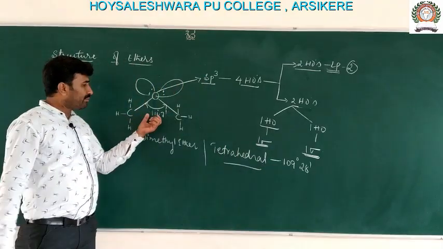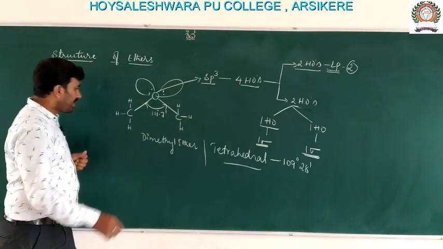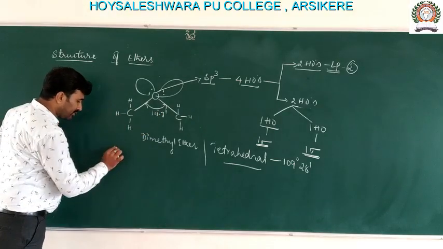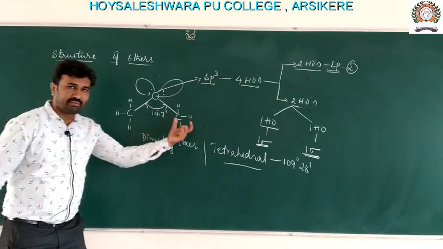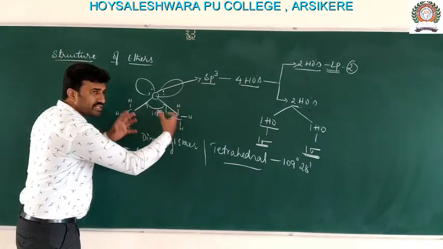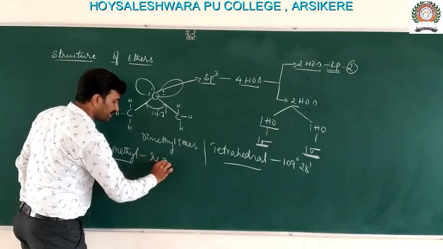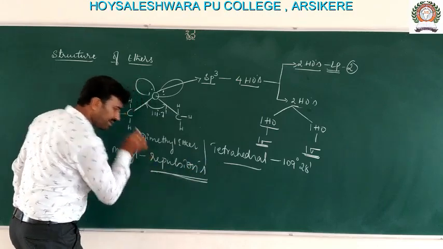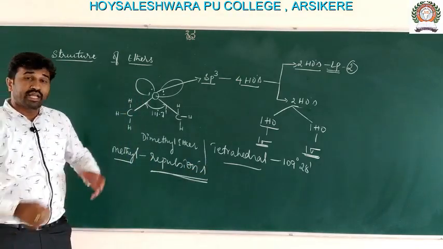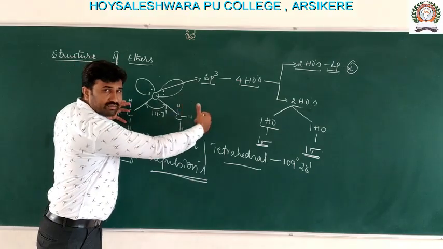Why is the bond angle deviated in case of ethers? See, it is a methyl group, and the other is also a methyl group. Due to repulsions between the methyl groups, they tend to move far away from each other.